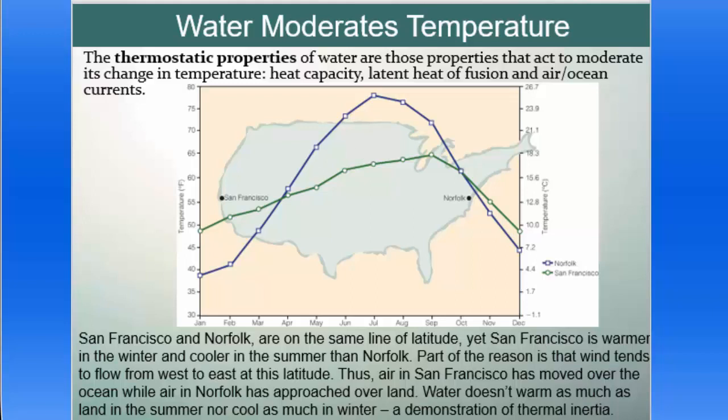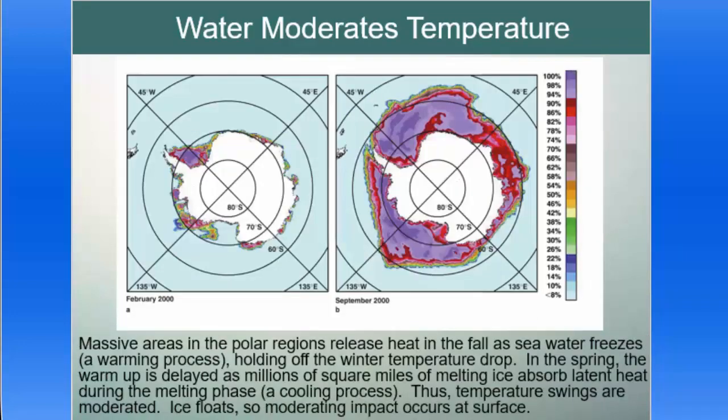The thermostatic properties of water are those properties that act to moderate its change in temperature: heat capacity, latent heat of fusion, and air and ocean currents. They all cause large bodies of water to moderate temperatures and moderate climate. And we talked about how the melting or the freezing of ice either releases heat or requires heat. So it takes a great deal of heat to melt the ice. And so when the ice is melting around the Arctic in the summertime, it takes heat out of the environment, so it actually cools the environment, keeps the environment from warming up too quickly and more ice melting.